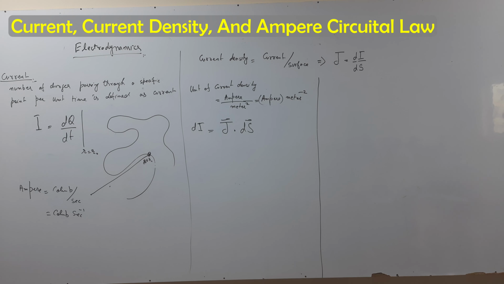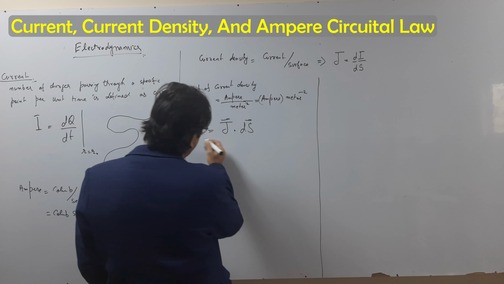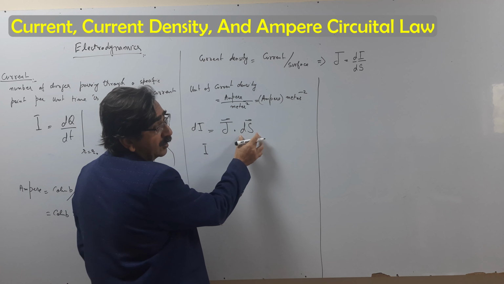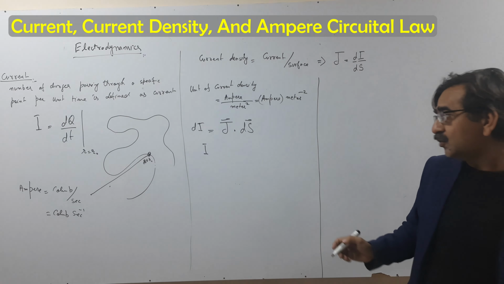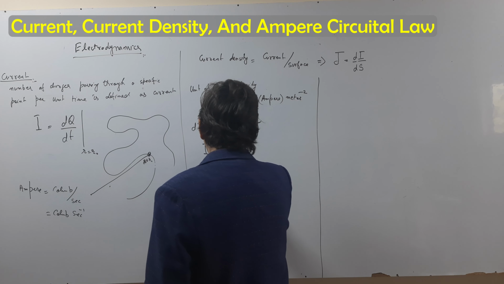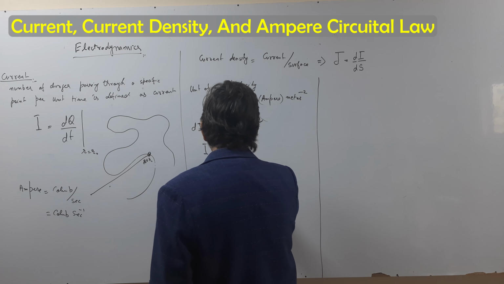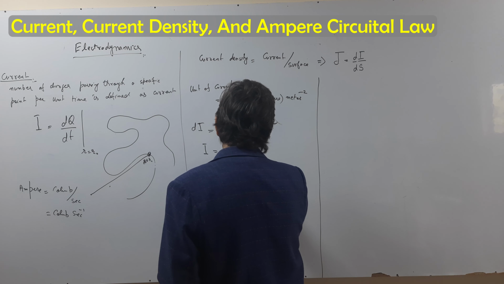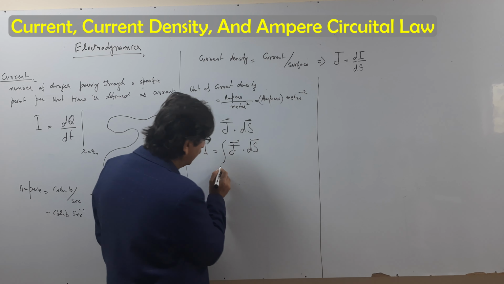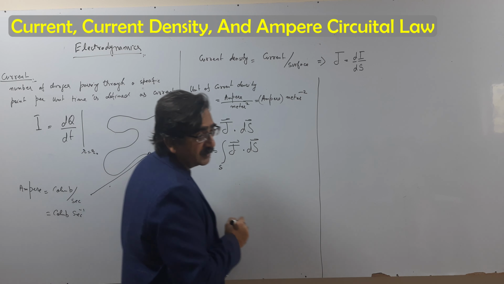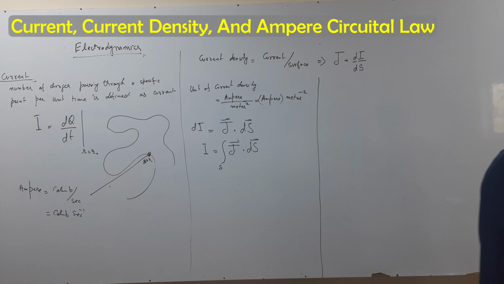So the current density passing through the surface is then defined as a current. That's why we are taking the dot product. And so current I will be equal to, as we know that there is change according to the surface, so the integral will be a surface integral. So the result will be J, and this integral will be a surface integral, not a linear integral.